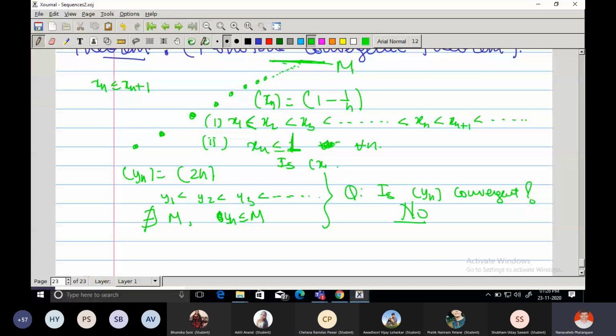By algebra of limits, we know that the limit of 1 minus 1 by n is the limit of 1 minus the limit of 1 by n, and we already know that the limit of 1 by n is 0 and the limit of the constant sequence 1 is 1. So the limit of this sequence is 1, so it is convergent. So even though both are monotonic increasing, one is convergent and another is divergent. Why is this happening?